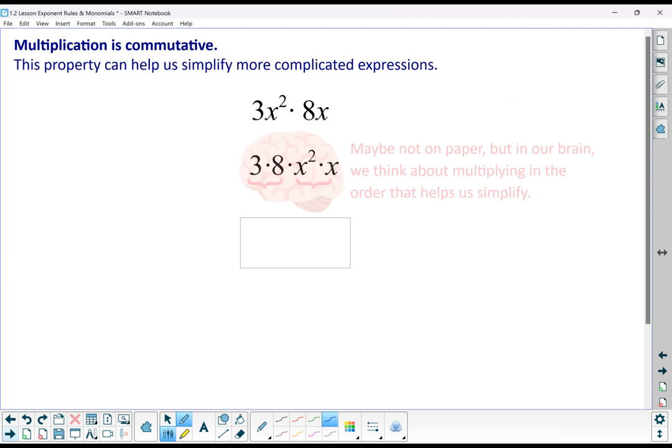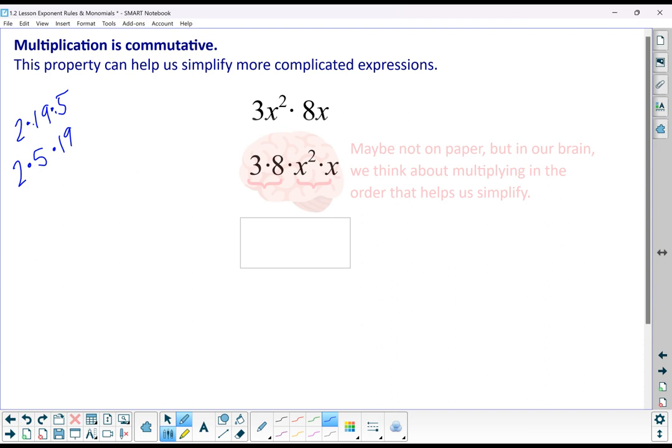Sometimes both of the monomials that we multiply together might have a coefficient. So if you do have a situation like this where you want to multiply together a 3x squared by an 8x, you need to remember that multiplication is commutative. And what that means is that the order that we do multiplication in doesn't matter. For example, if I wanted to do 2 times 19 times 5, I could do 2 times 5 times 19 and I'll get the same answer. So the order that we multiply doesn't matter.